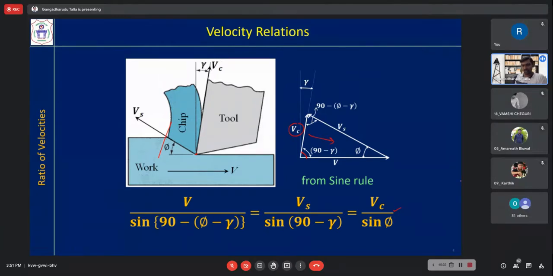And from this also you can get the relation. What is our Vc by V? So now here if you consider Vc by V, so this is sine phi. You consider these two. You are taking this V, so this is nothing but sine phi by cos phi minus gamma. So that's why R is equal to Vc by V. That is equal to sine phi by cos phi minus gamma. If you want the Vs relation also, you can find.